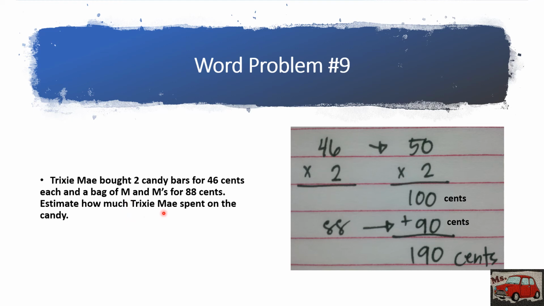Okay? So, let's start. 46 will become 50. And then, just copy the 2. So, yung dalawang 50, we have now 100. So, the estimated cost ng 2 candy bars is 100 cents. And then, yung 88 cents, yan yung cost ng isang bag ng M&M. So, let's round it off and it will become 90 cents. So, yung 100 kanina for 2 candy bars, i-add na natin sa 90 para sa M&Ms. And yung total na nagastos ni Trixie May for her foods is 190 cents.